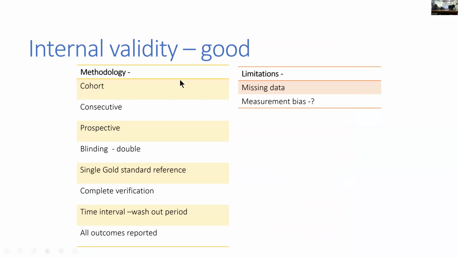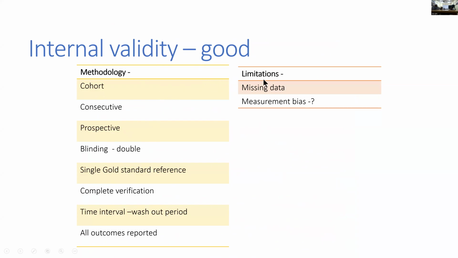So we look at the internal validity. In the methodology, they have done a cohort, a cross-sectional study, they have taken consecutive, prospective patients, they have done blinding, they have a gold standard, they have done complete verification, they have done a washout period, and all outcomes were reported. So internal validity looks quite good.